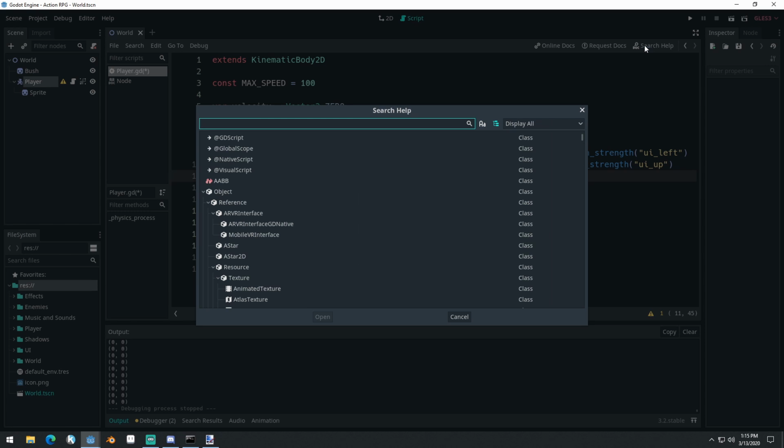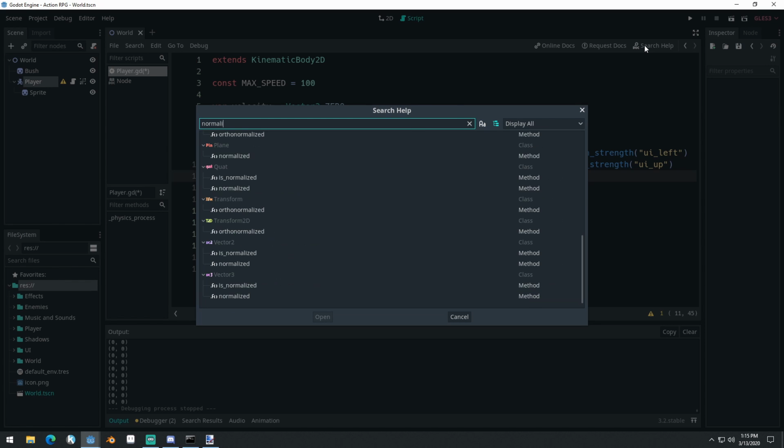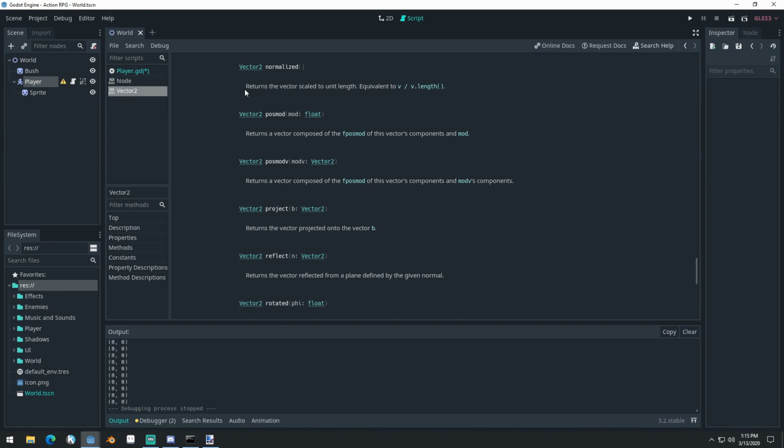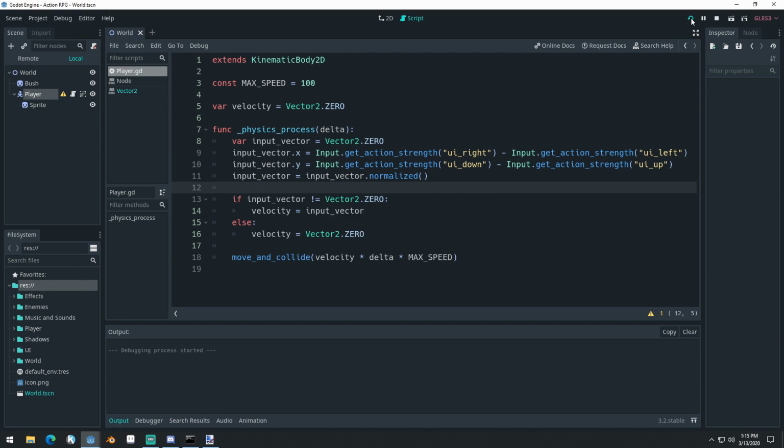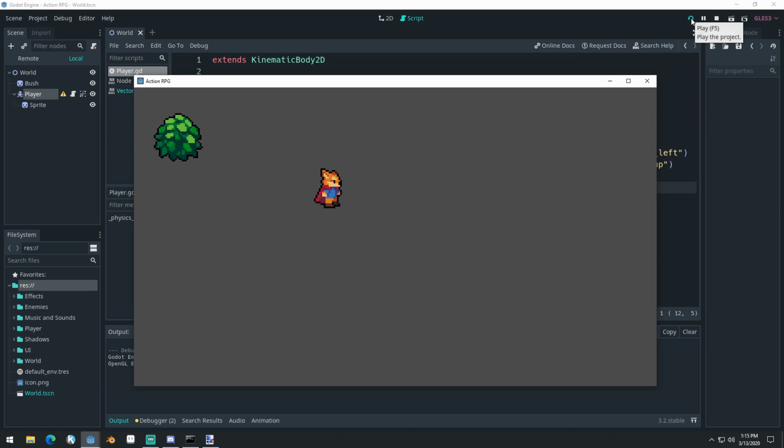We can check the docs for that. Normalized. Here we go. And Vector2 normalized right here. You can see it returns a Vector2. So it does return the vector scaled to unit length. Unit length just means 1 right here. We've got our normalized vector. So now when we move at the angles, we will move at the same speed that we do for left and right. And that fixes that problem.